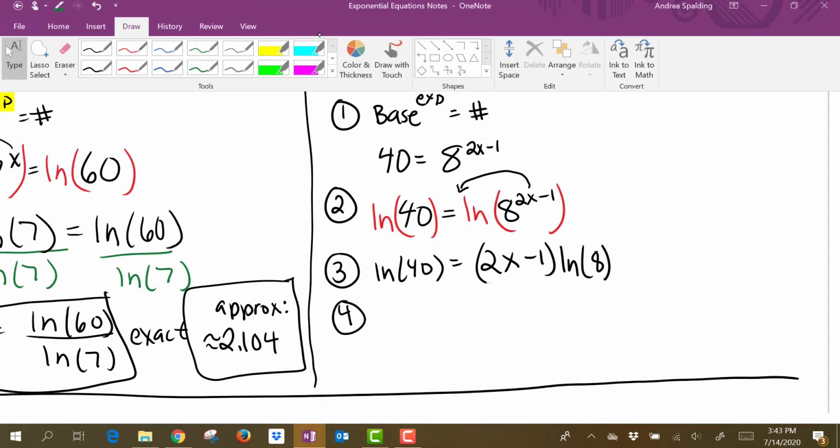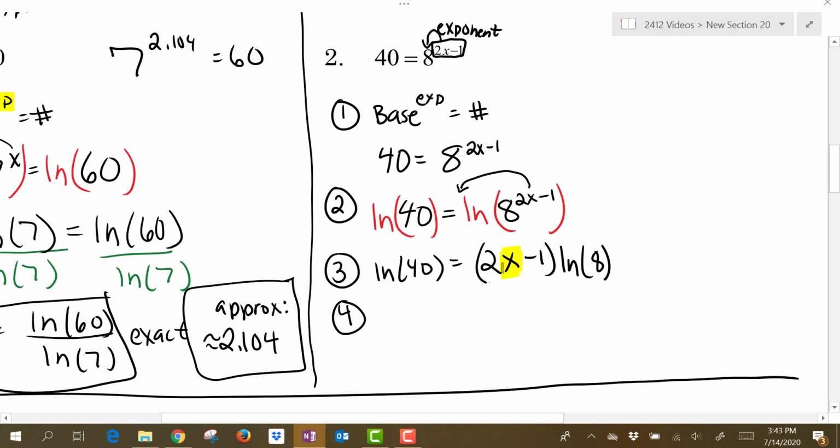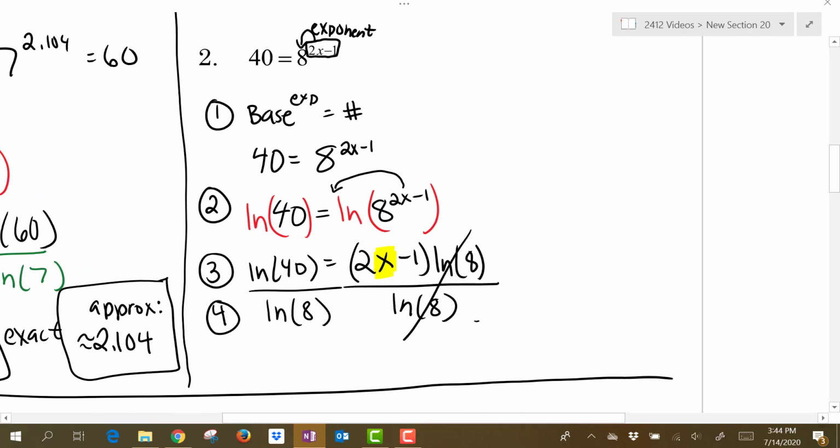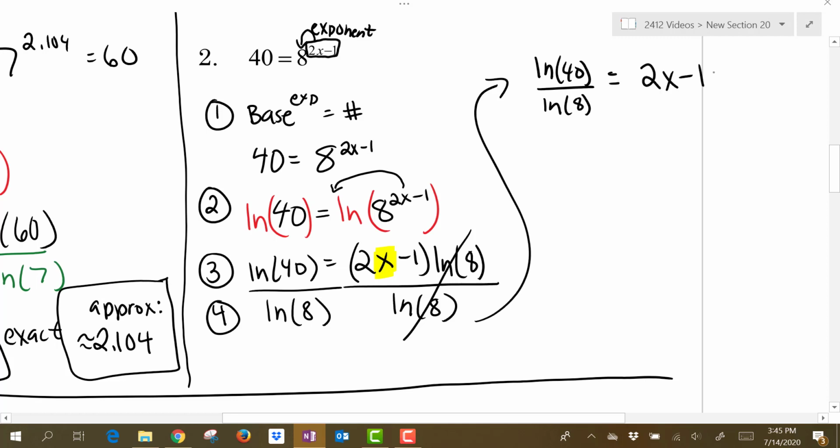Alright, so our next step is to solve for x. We want to get x by itself on one side. There are a couple of approaches to doing this, but one way is to divide both sides by what's being multiplied times that group. So divide both sides by the natural log of 8. So the natural log of 8s are going to cancel out. And so we're left with the natural log of 40 divided by the natural log of 8 is equal to just 2x minus 1.